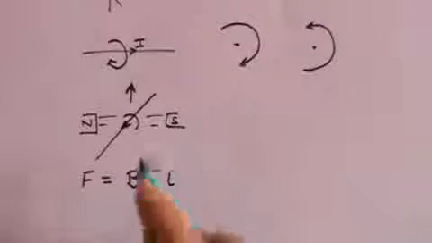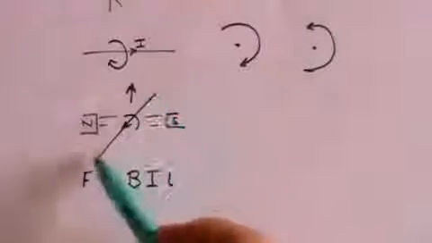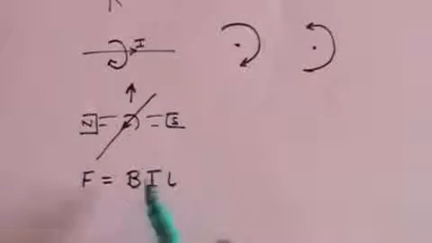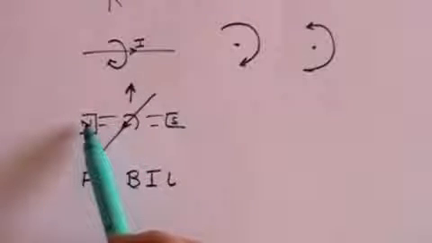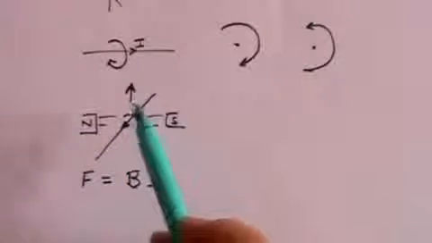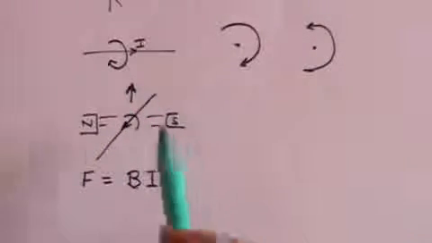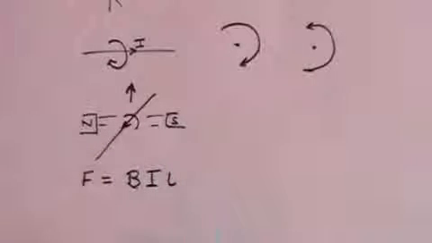And you'll notice that in this example, the magnetic field B and the current I are at right angles, because the field is essentially going left to right and the current is coming out of the paper. So it's actually coming straight up at me, and that's at right angles. What happens if B and I are not at right angles?